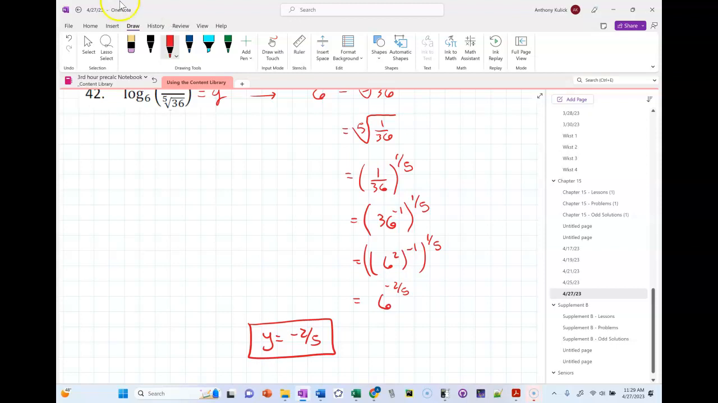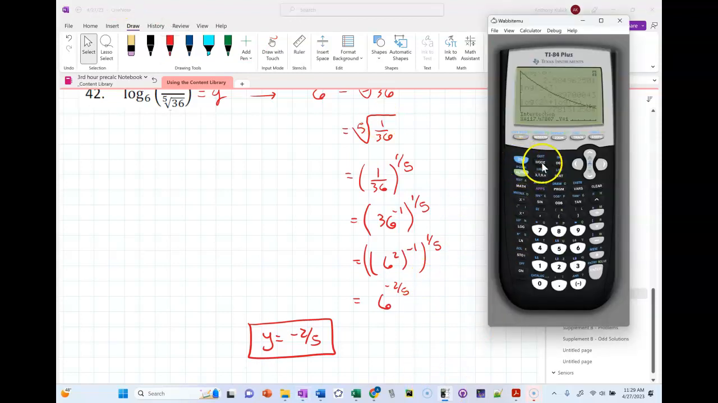And again, can you check this? Yeah, you just toss it into your calc, right? Math, base. So math, and I do log base 6, and then 1 over, and then I can do 5 math, command 5, 36. And that does give me negative 2/5. 0.4 is just the decimal approximate, you know.